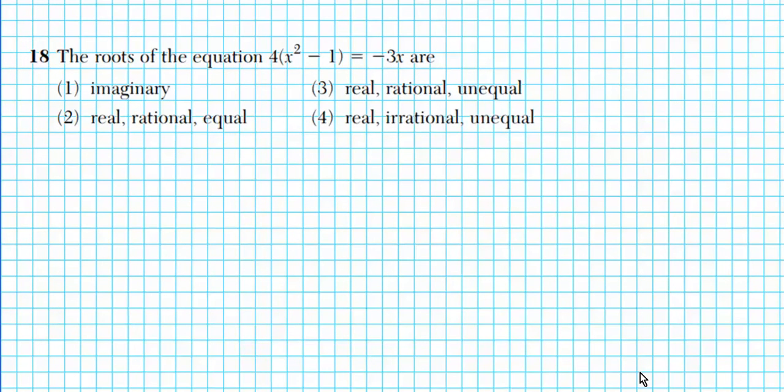Okay, let's take a look at number 18. It says the roots of the equation 4 times the quantity x squared minus 1 equals negative 3x are... So when you determine the nature of the roots, you do not actually have to solve it when you're dealing with quadratics, okay? You can just use the discriminant to describe the nature of the roots. So we have 4 times x squared minus 1. We need to find the value of the discriminant, okay?